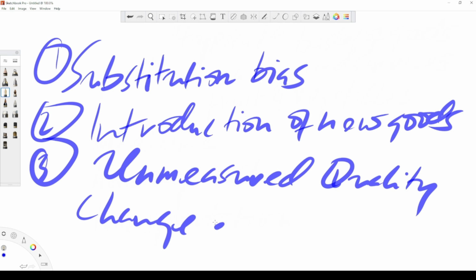Another is unmeasured quality change. This is also linked to technological advancements. For instance, let's look at the iPhone as an example. The operating system in the iPhone is the iOS. The CPI is not able to capture the fact that Apple brings new updates, which help your phone work faster. Because it's not able to capture this, it doesn't reflect the accurate cost of living.